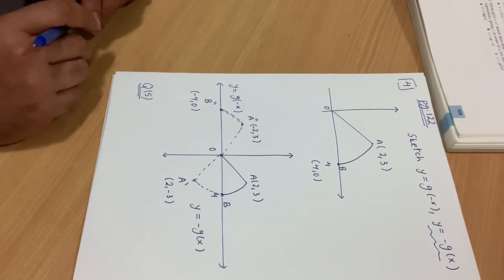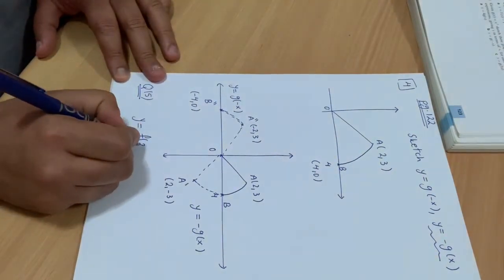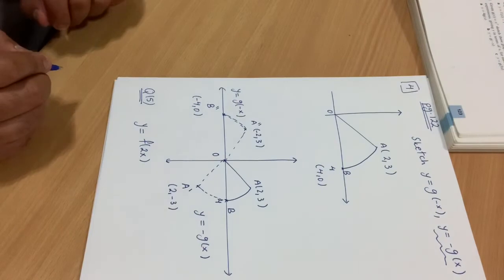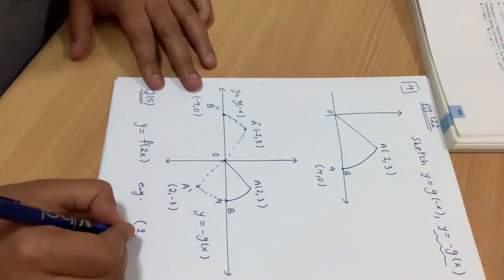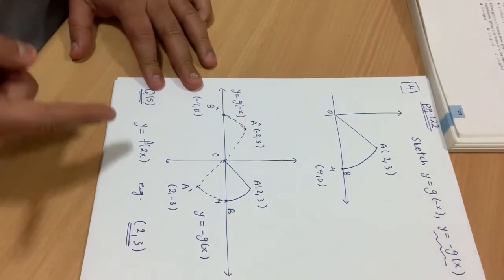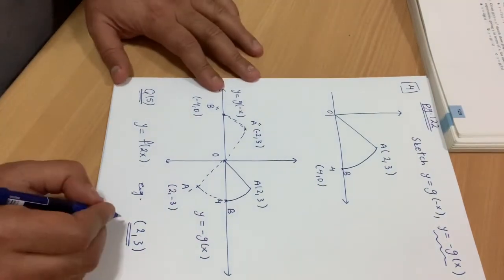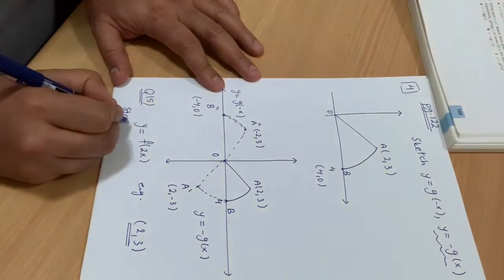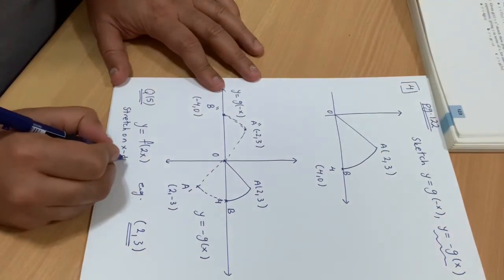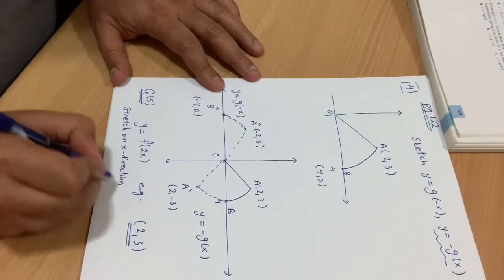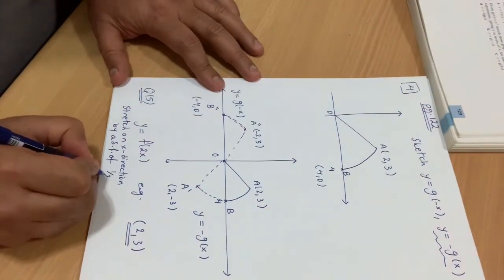What you're supposed to do in the stretch part, when you want to do y equals f of 2x, for example, if we have the point on the basic curve as 2 and 3, and you want to find the image of this point after the stretch. So basically this is a stretch. Let's write the type: stretch in the x direction by a scale factor of half.